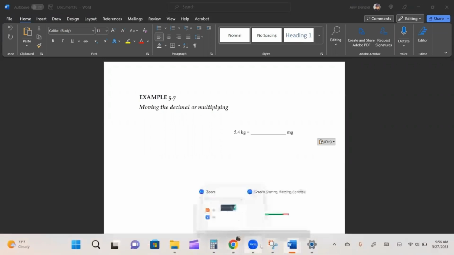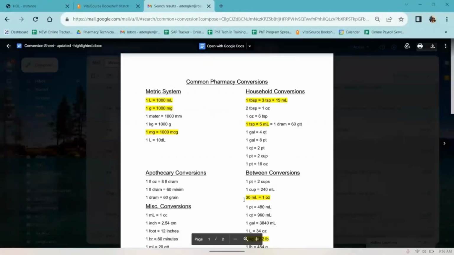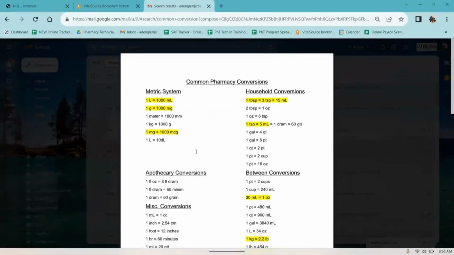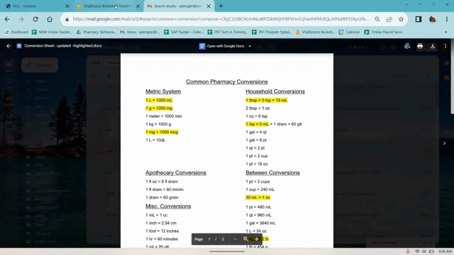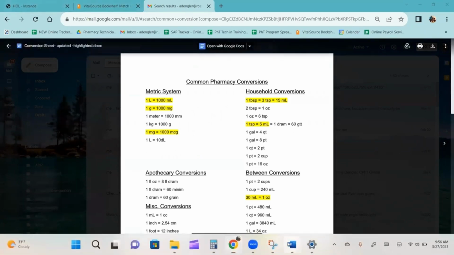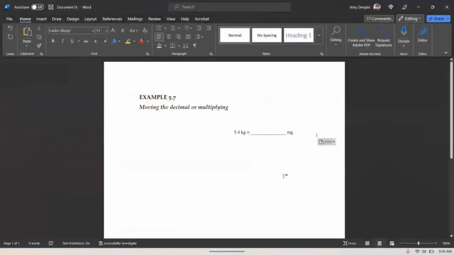So looking at our conversion sheet, we don't have a direct conversion between kilograms to milligrams. So first we're going to have to convert it to grams and then convert grams to milligrams. So we'll have to do two proportions, which I still think is easier than matching everything up for dimensional analysis.